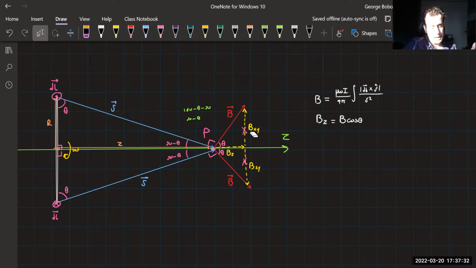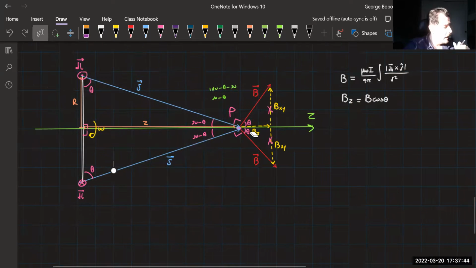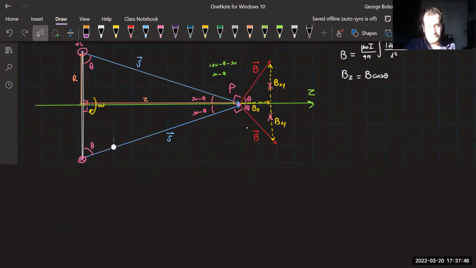However, just know that the integral itself is not going to depend on theta. You'll see, because that angle theta is not going to change. How do I know that?